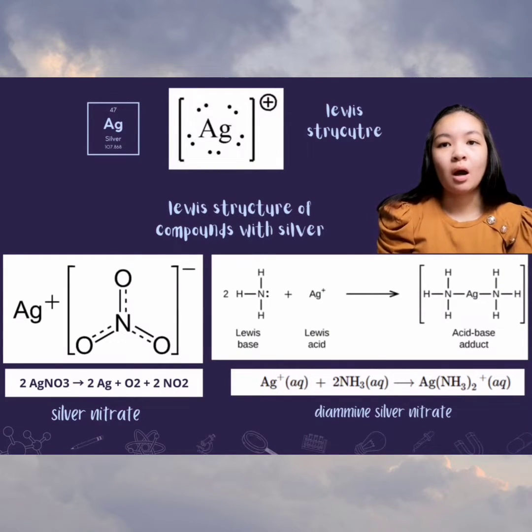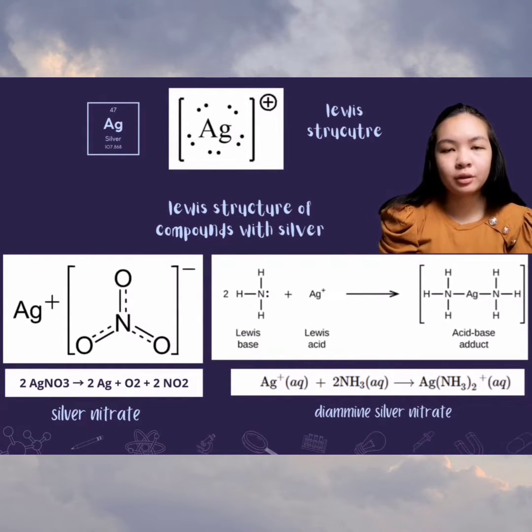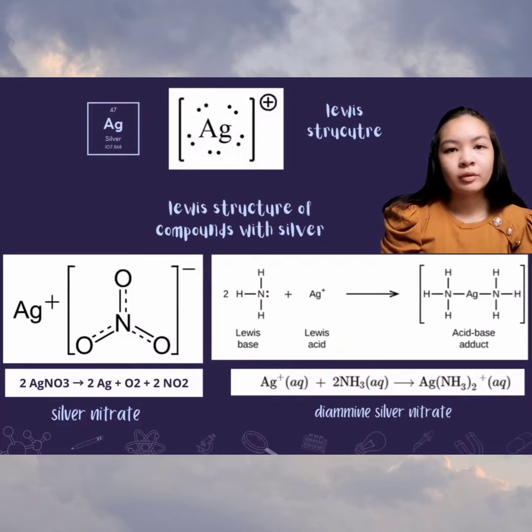So now I'm going to show you how the silver ion looks with its structure. And here are two examples of structures of compounds with silver, such as silver nitrate and diamminesilver nitrate.